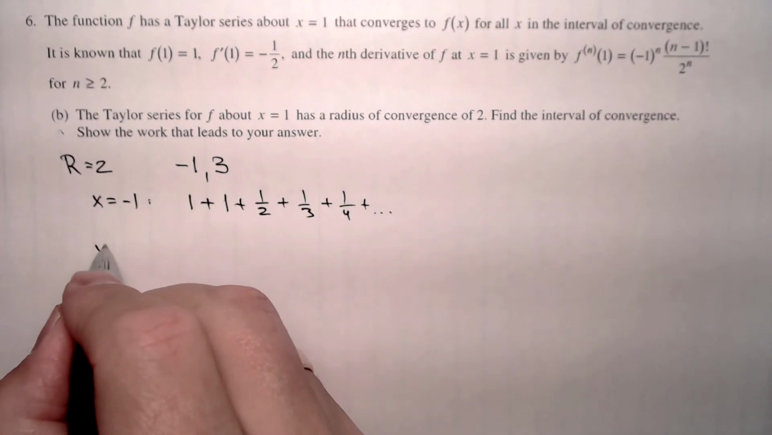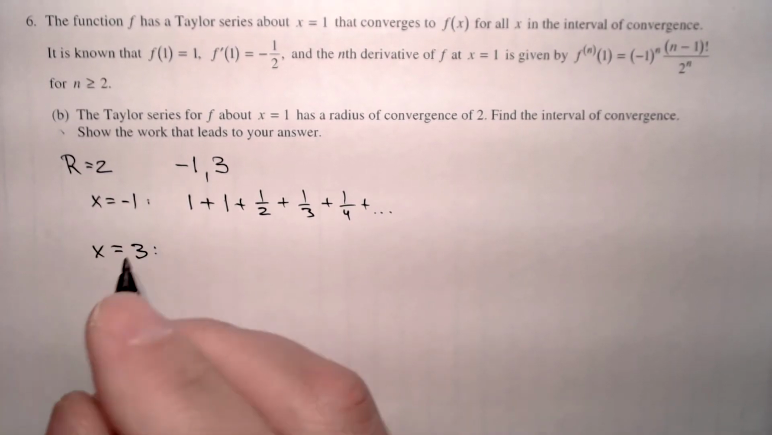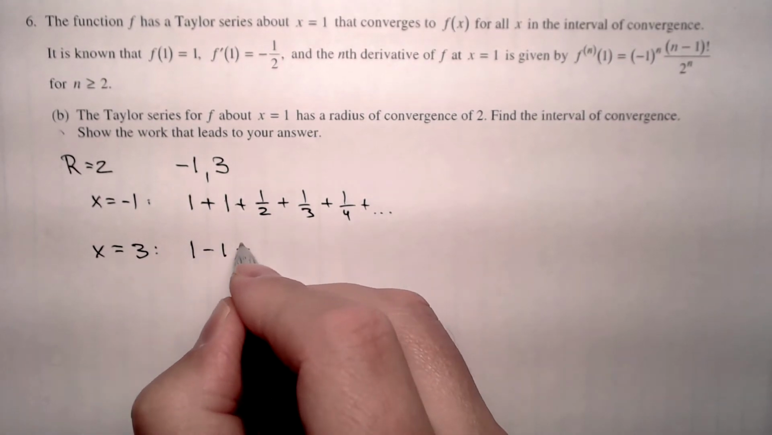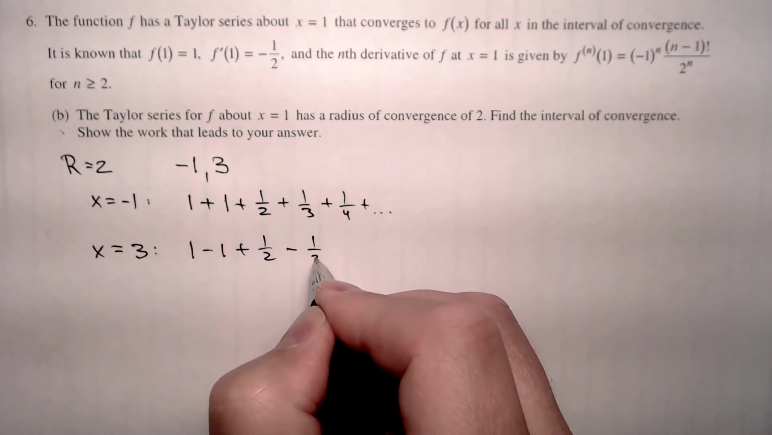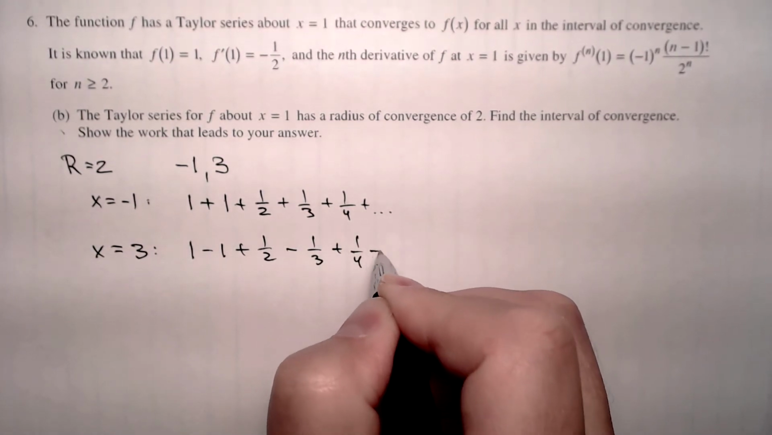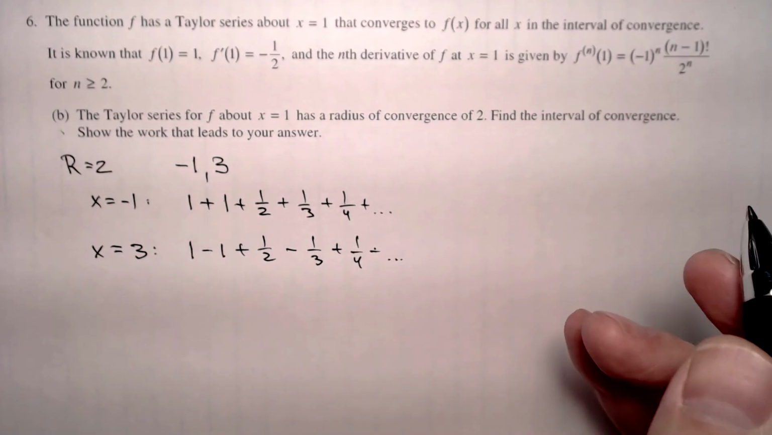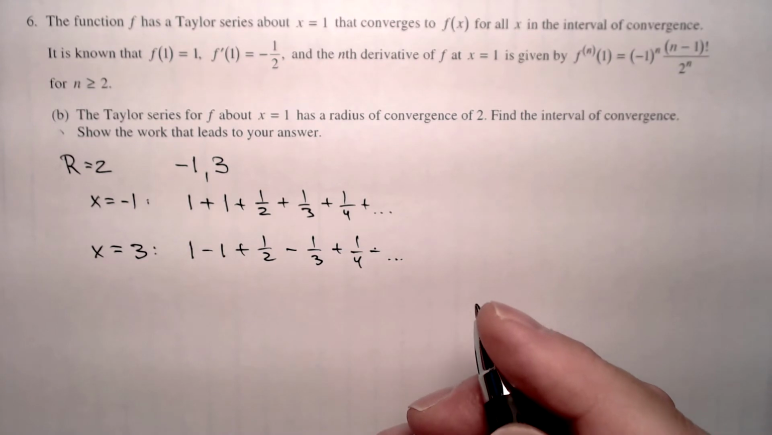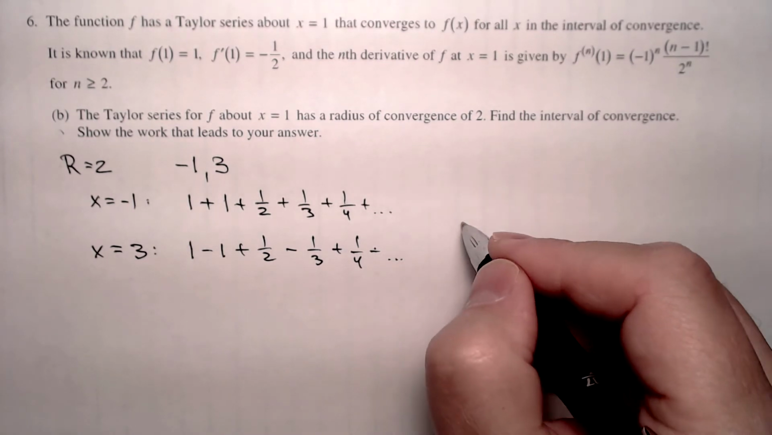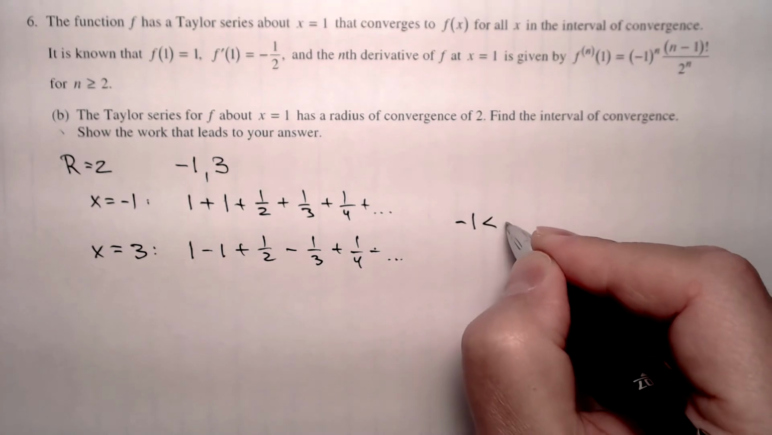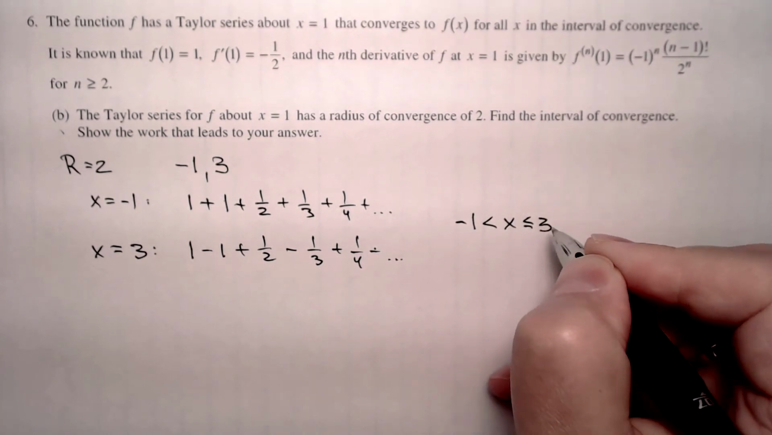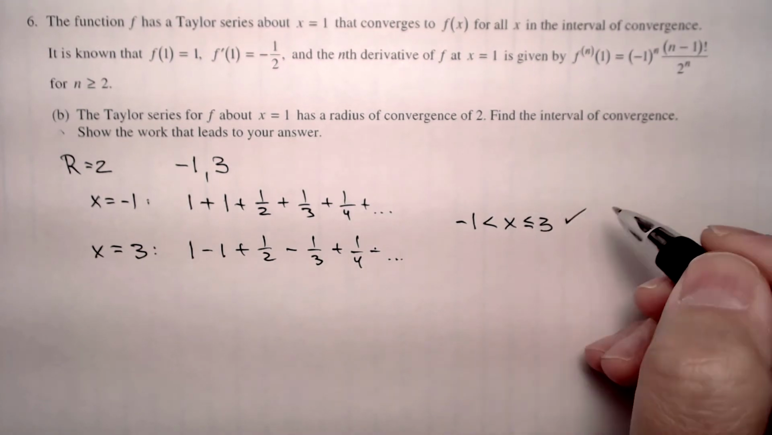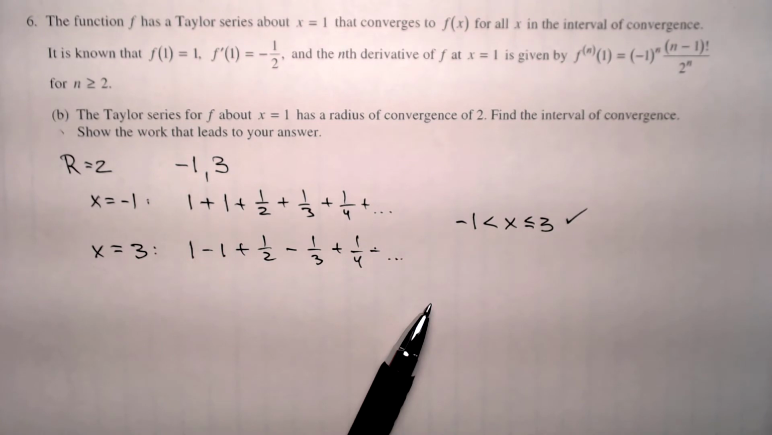And then for x equal to 3, we actually have an alternating harmonic series. So it's 1 minus 1 plus 1/2 minus 1/3 plus 1/4 minus, and so on, plus minus plus. So this is an alternating harmonic series, and we know it converges. So the interval of convergence is negative 1 less than x less than or equal to 3. So this point does not belong, this point belongs. So this is our final answer.